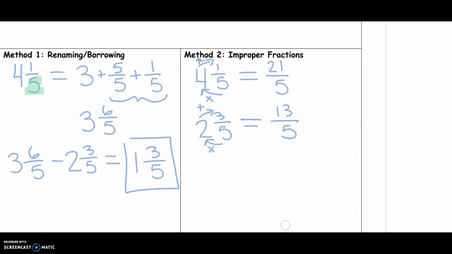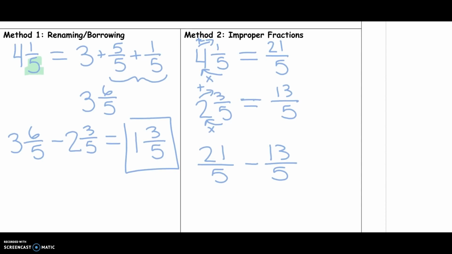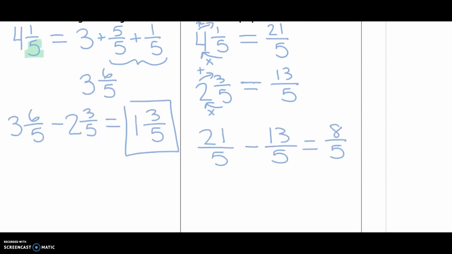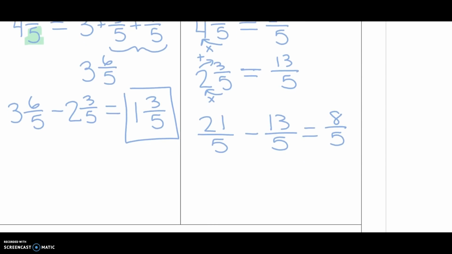Remember, a bigger number has to come first. Don't change the order. So we get 21/5 minus 13/5. Subtract the numerators, and we get 8/5. Notice that our answer is an improper fraction, so we're going to convert it to a mixed number. 5 goes into 8 one time, with 3/5 left over. So we have the same answer, but two different methods.